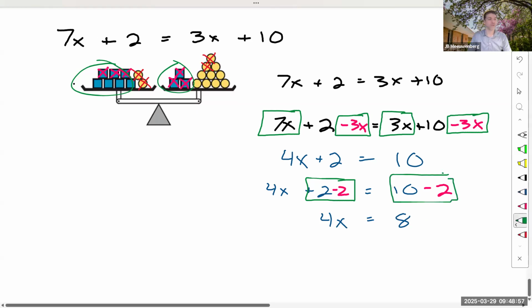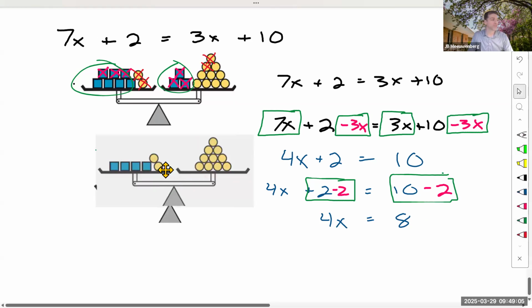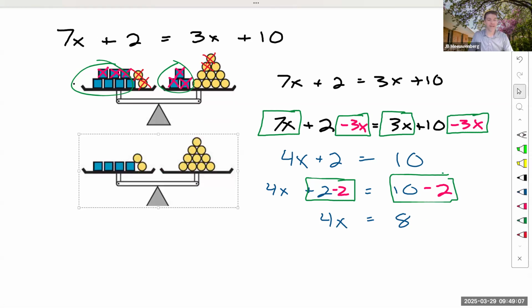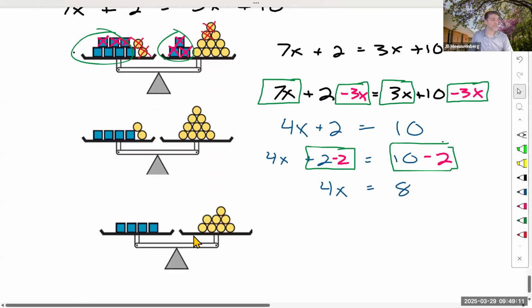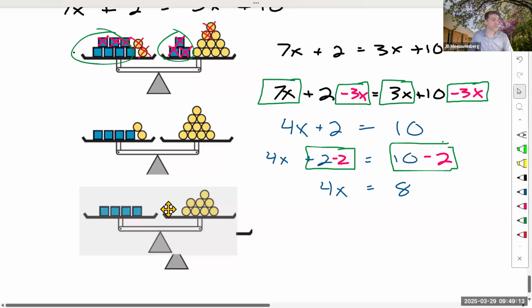8. So just to connect it back with our pictures, the first thing we did, again, was subtract 3 boxes from both sides, which left us with something like that. And now we remove 2 balls from both sides, and we're left with something that looks like this.